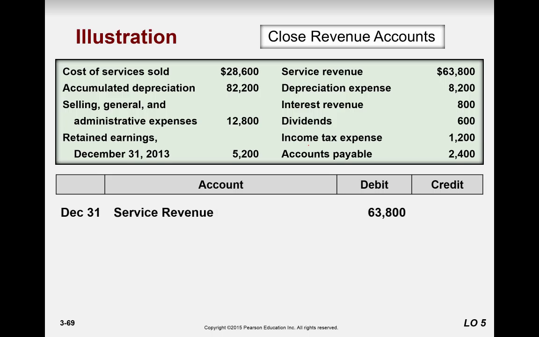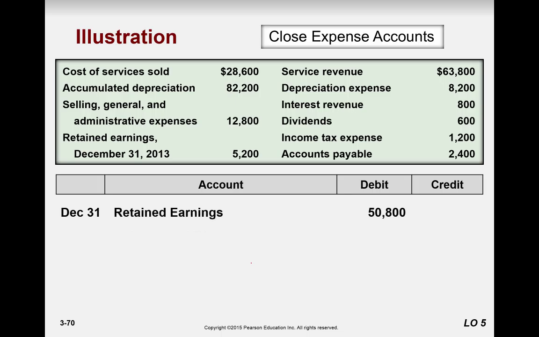So here we know service revenues are $63,800, so we're going to debit that. Our interest revenue, which is our next revenue account, we are actually going to debit. And our retained earnings account of $64,600. Because the debits and the credits must equal.